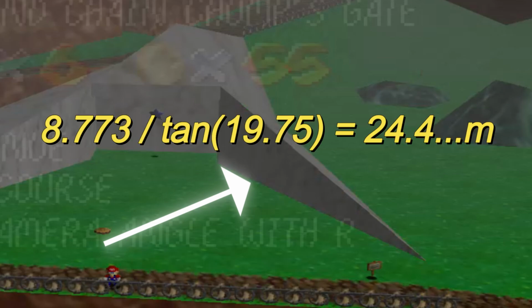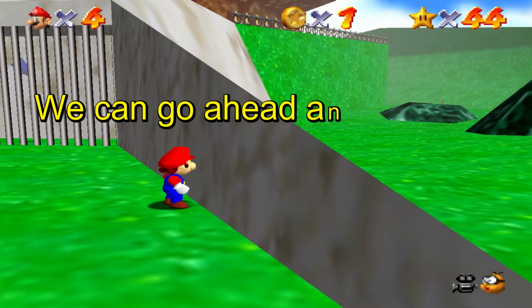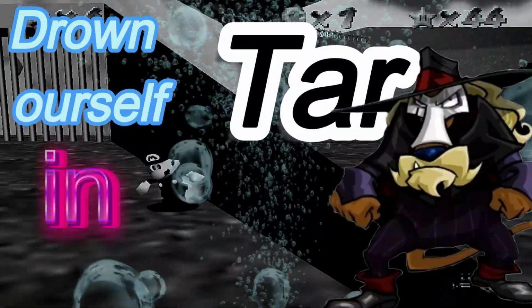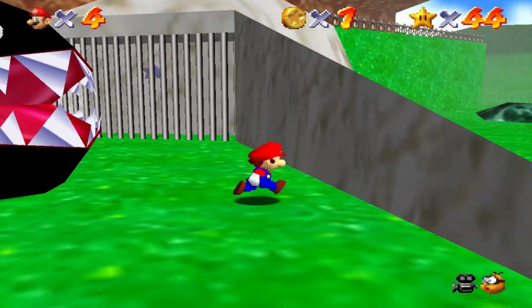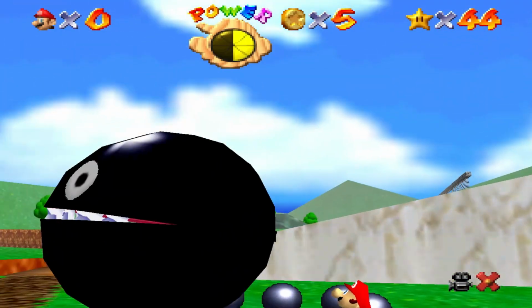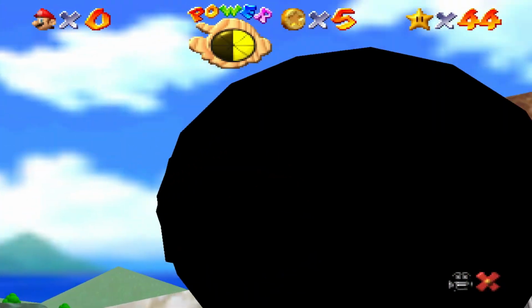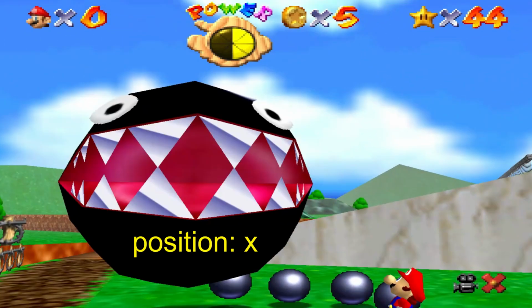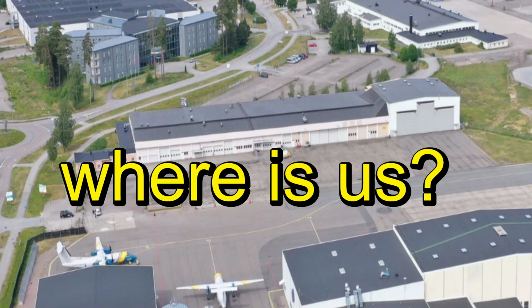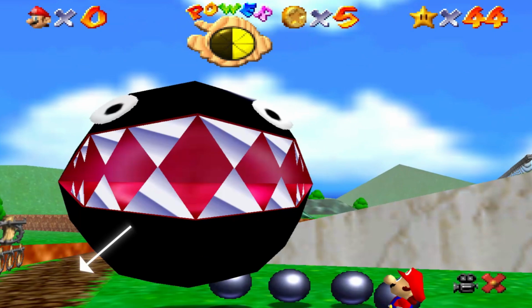Now when we know the measurement for this side, we can go ahead and drown ourselves in tar. Now we need to use both of our brain cells. We need to know from where the Chomp started his mega thrust against the metal prison. We can see that just before his thrust, he made a small jump from this position and landed on us. Where is us? He is closer to the muddy, moist ground than he is closer to the stub.